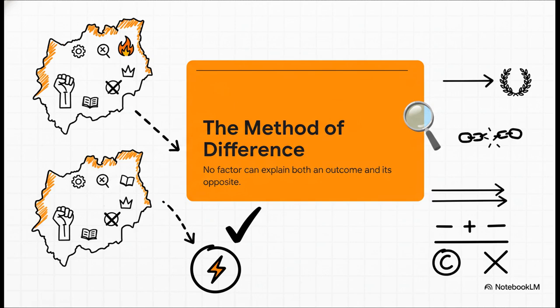Now, the other side of this coin is the method of difference, and it's just as logical. It basically says that to find a cause, you can't just look at where revolutions did happen. That's only half the story. You also have to look at similar places where they didn't happen and ask, okay, what was missing? If that one factor, that C1 from our last slide, is there when the revolution happens and it's gone when it doesn't, well, your case just got a whole lot stronger.